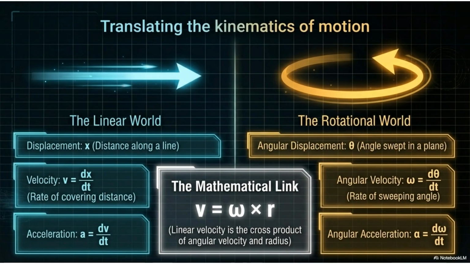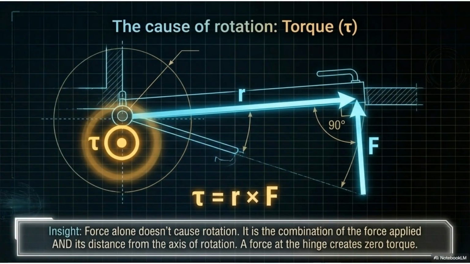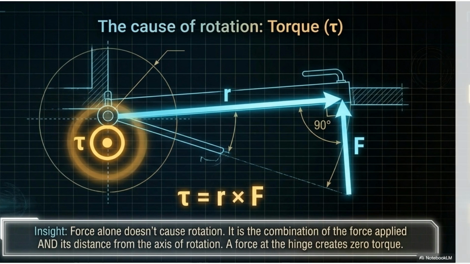We can translate linear kinematics into a rotational world. Just as we use displacement, velocity, and acceleration for linear motion, we use angular counterparts. The two are linked by the cross product of angular velocity and the radius. The cause of rotation is torque. It is not just the force applied, but also the distance of that force from the axis of rotation. Force applied directly at the hinge creates zero torque.